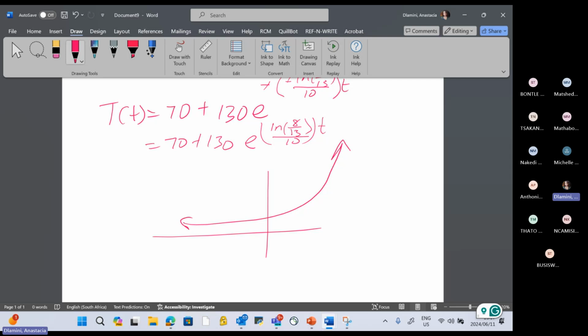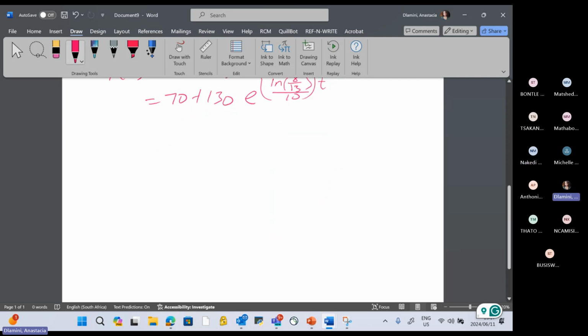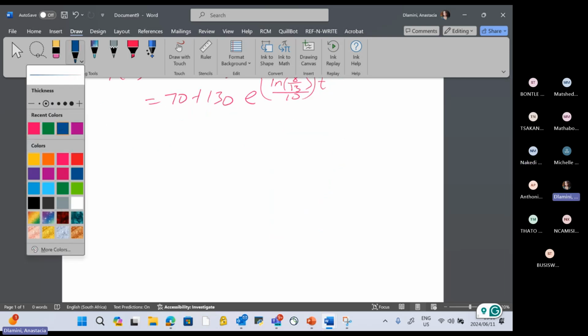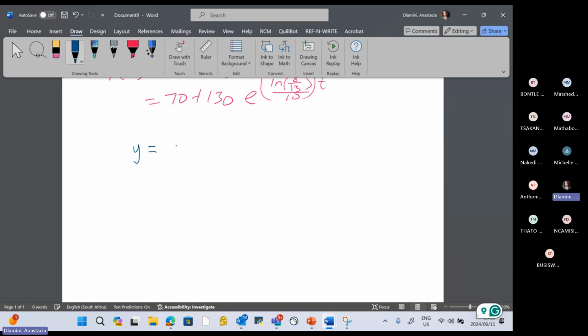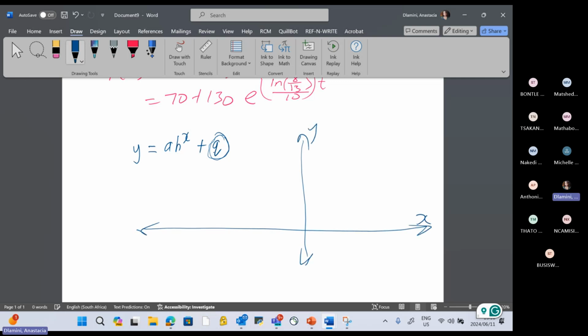Yes, ma'am. So now let's draw this graph. Let's start from exponential. From our exponential, we said if we have a times b to the x plus q, this q is our horizontal asymptote, meaning that the graph will be close to this but does not touch it. So if you draw that graph, you first draw this horizontal asymptote. If q is positive, it will be here.